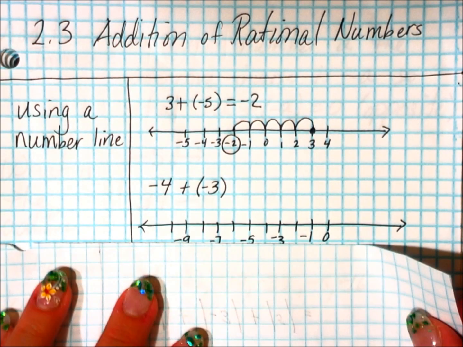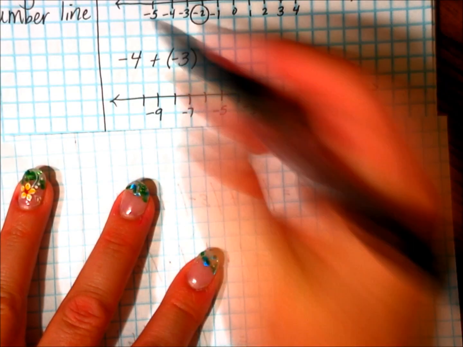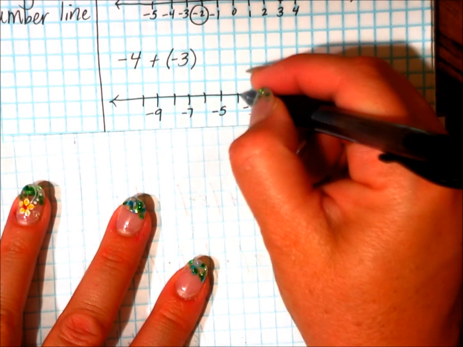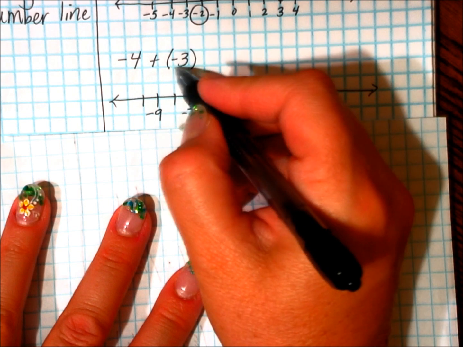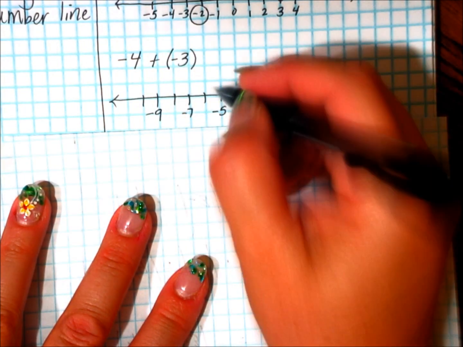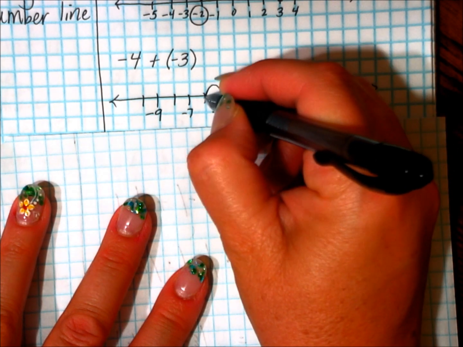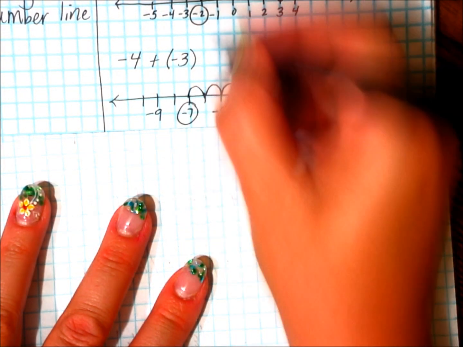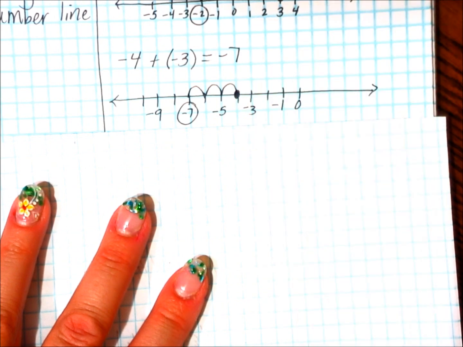If I go to another problem like that, I start with -4, which would be right here, and I'm going to take away 3. So I'm moving in the negative direction 3 times. 1, 2, 3, which puts me right here at -7.